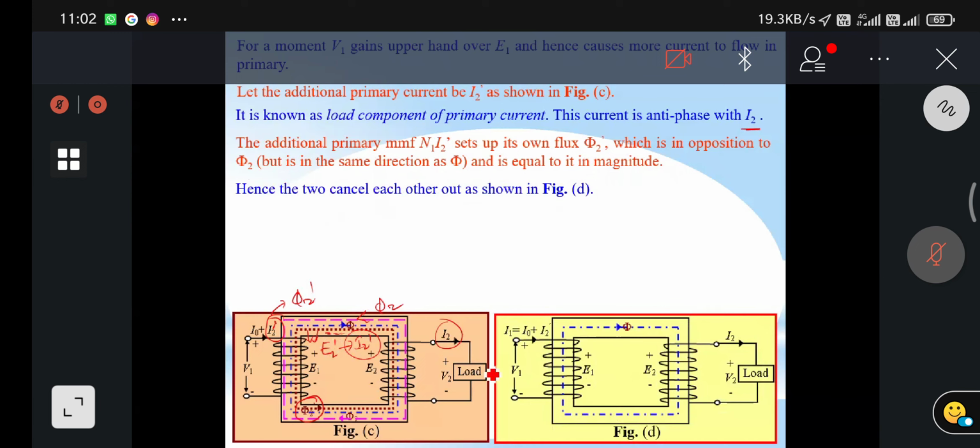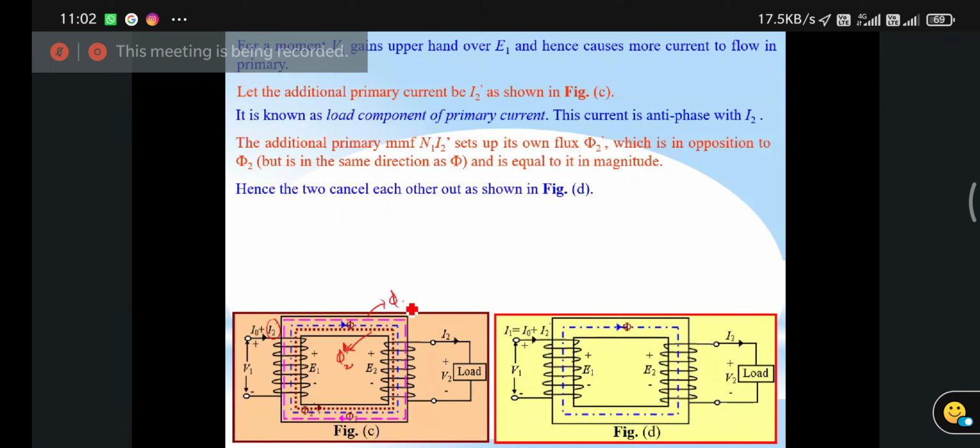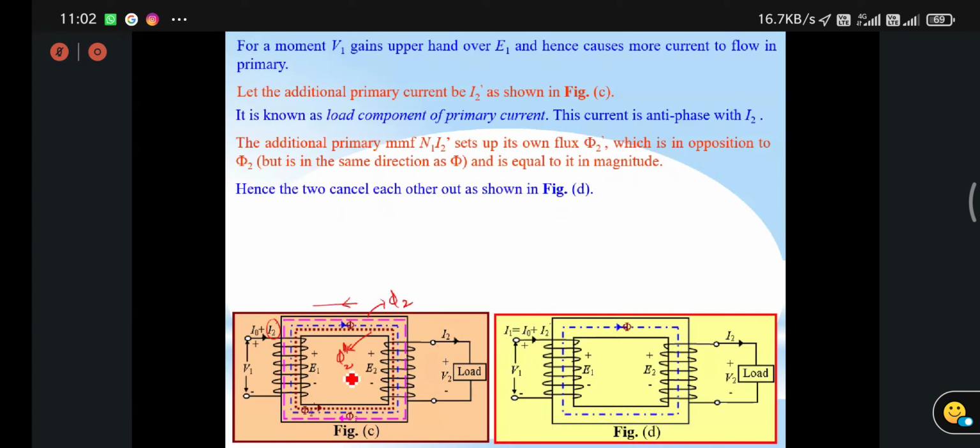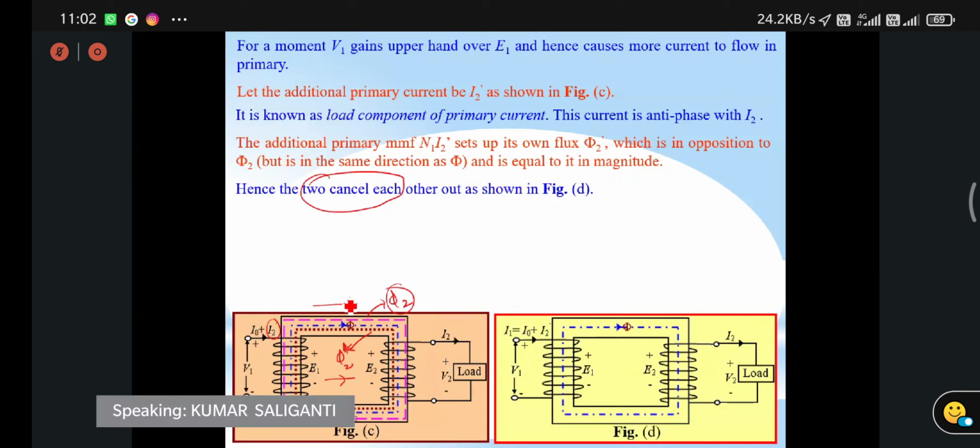Then you can see, so now you can remember this dotted line represents Φ2 dash. And this pink dotted line is Φ2 itself. So this Φ2 direction is from secondary to primary, and this Φ2 dash direction will be from primary to secondary. So these two cancel each other.